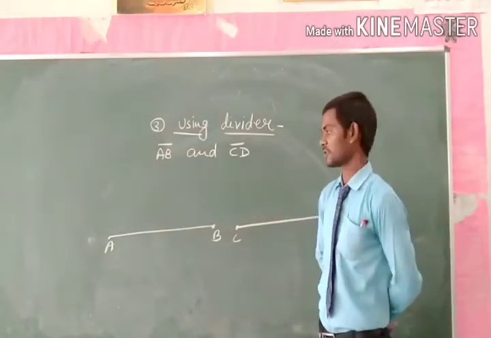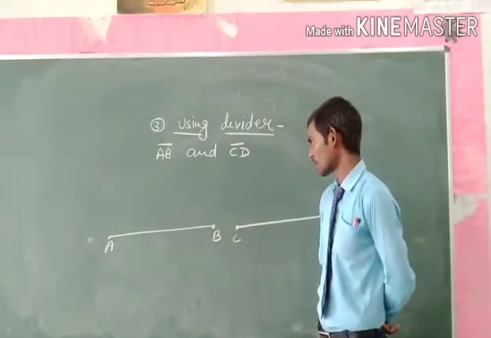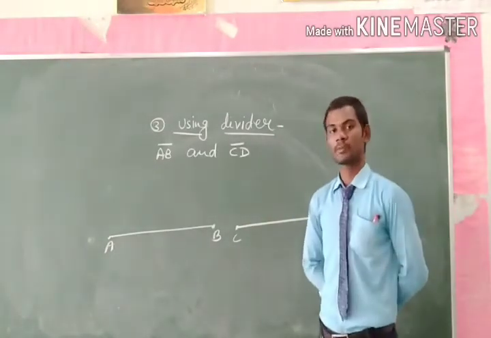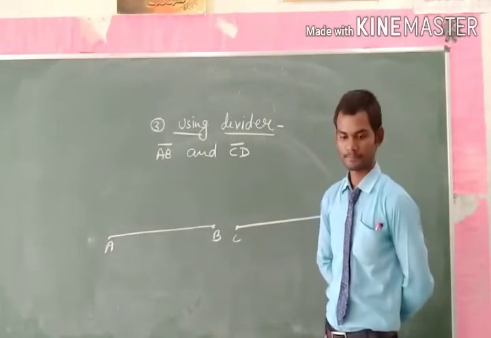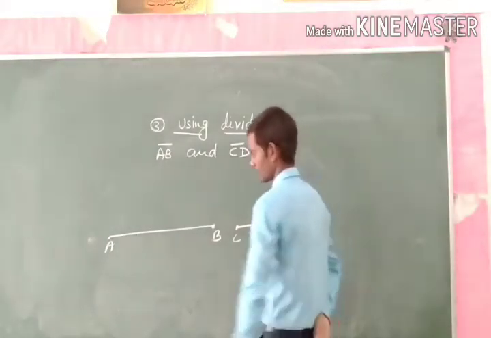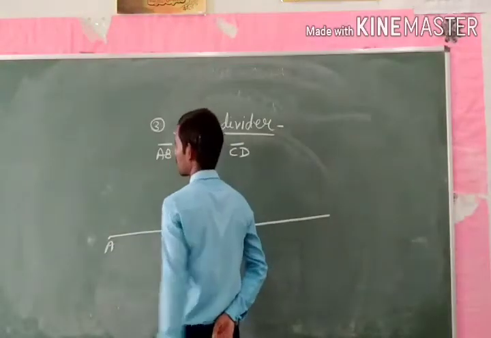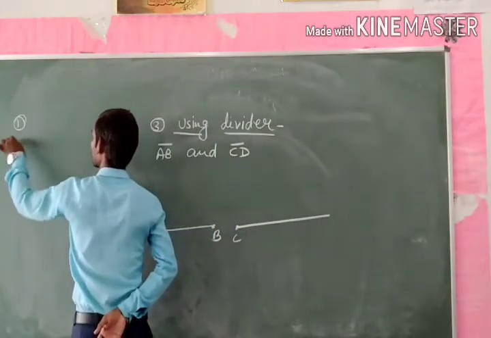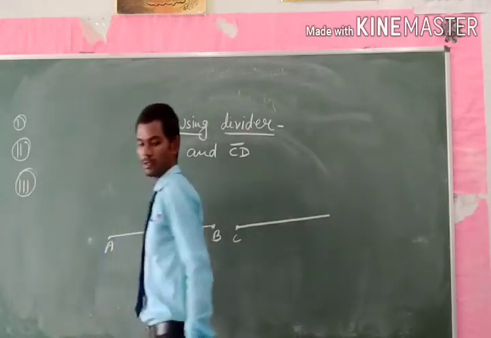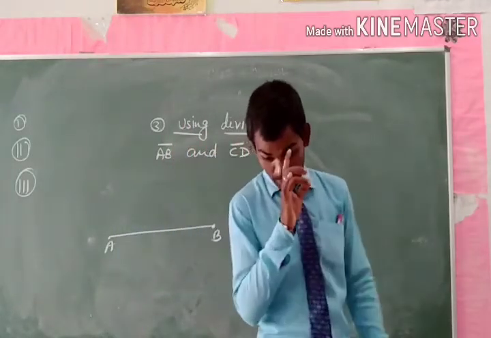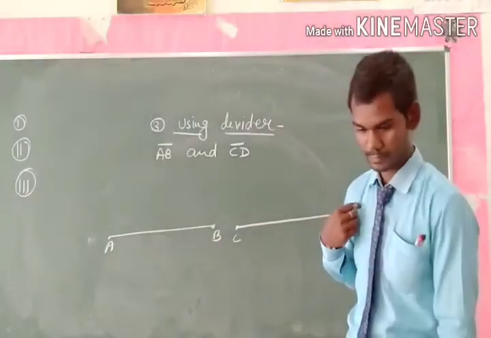Then in this case, when we put the divider on the line segment CD, we get three conditions. Okay, so now let us see which are the three conditions.